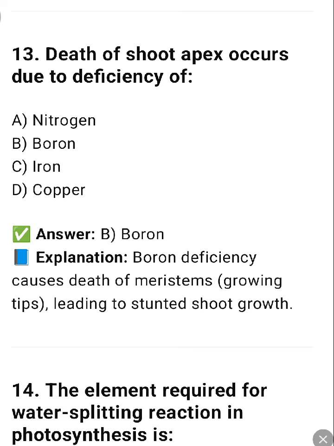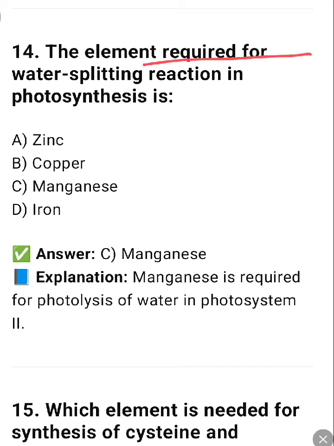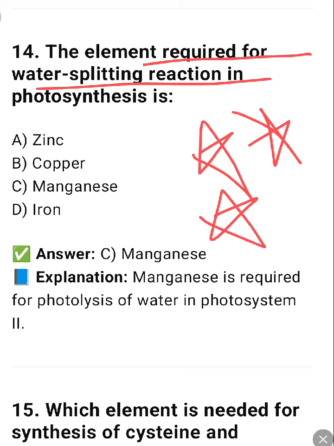Death of the shoot apex occurs due to, so shoot apex की death किस कारण से होती है? Due to the deficiency of boron. Option number B. The element required for water splitting reaction in photosynthesis. So this one is also a very important question. So it is manganese. Option number C is the right answer.